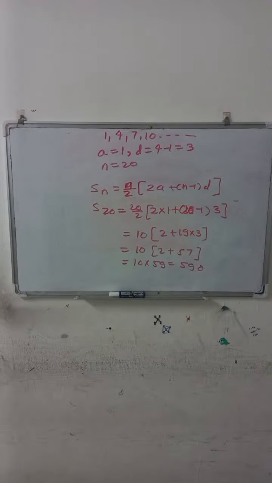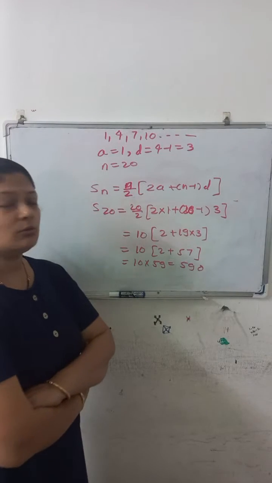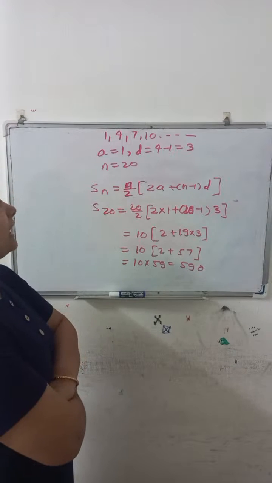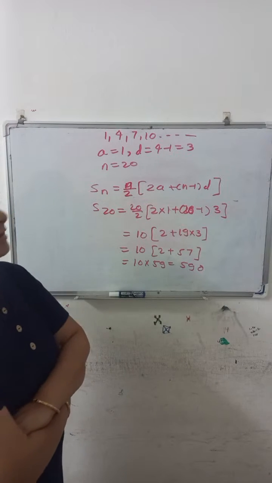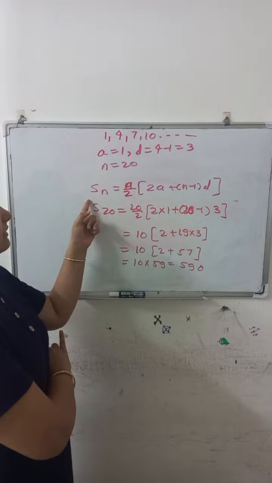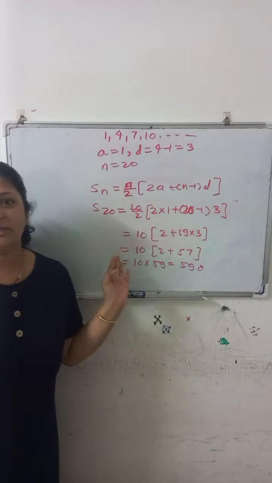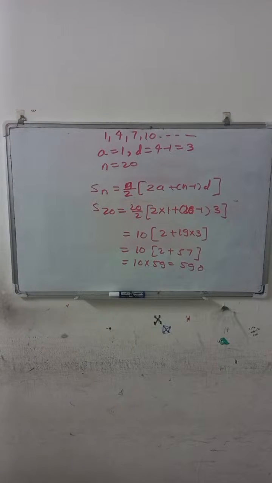Here AP is given, and from that you have to calculate A, D, and the number of terms is given. So write the formula, substitute the values and calculate the answer. For finding out correct A, D and N, you will get half mark, and the remaining 1.5 marks: half mark is for the formula and 1 mark is for the entire calculation. Can you get this? Copy this.